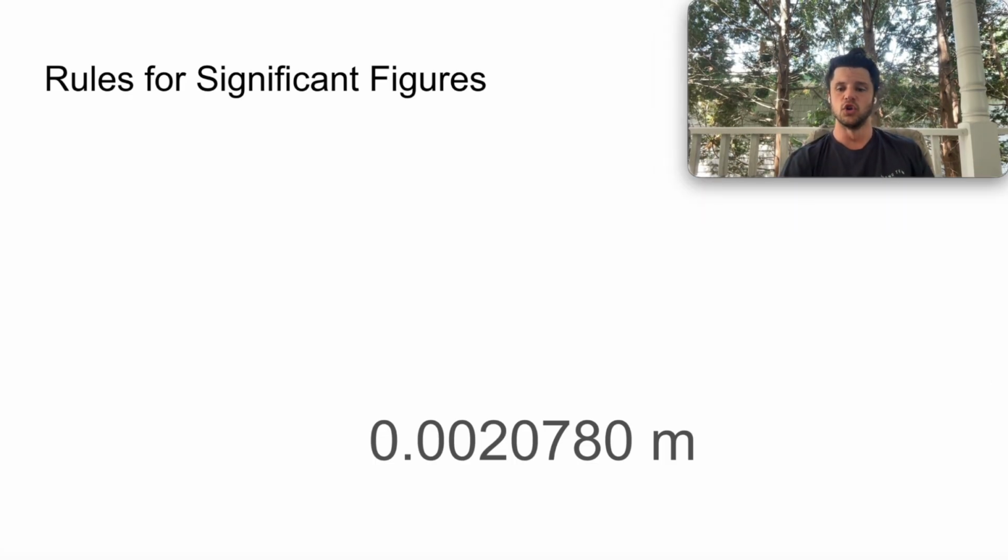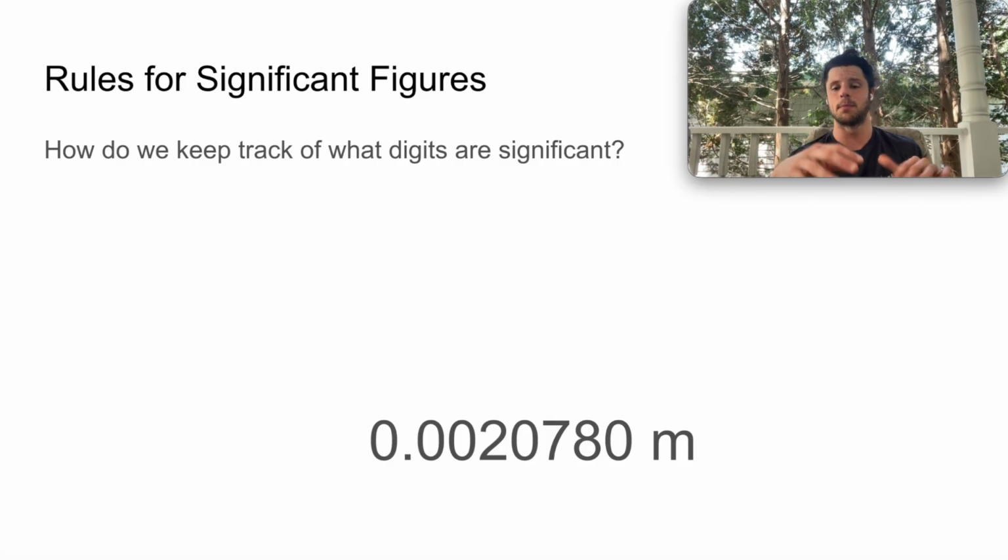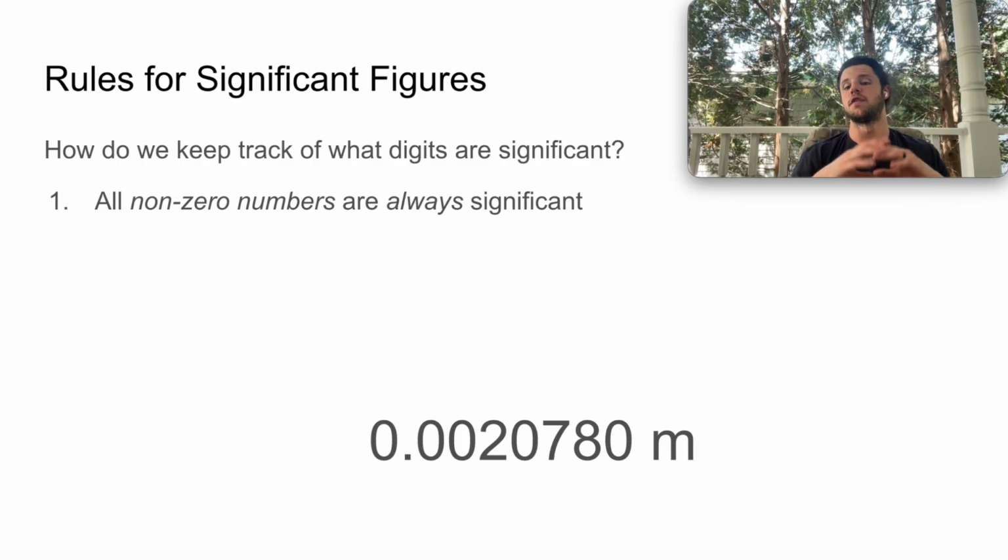So there are some rules that go along with expressing a number with its correct number of significant figures. Let's take a look at this number down here. This is 0.002078 meters. This is some measurement that we came up with for the length of some object. Let's keep track of the significant digits in this number. There are 4 different rules we're going to keep in mind. Most of them have to do with zeros.